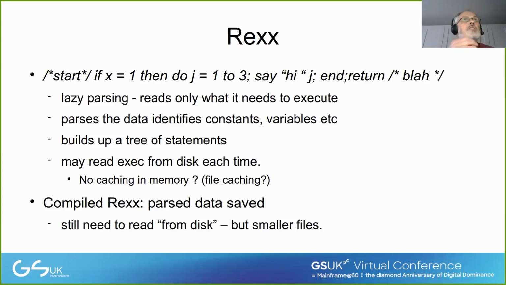So let's have a quick look at a REXX program. I have a very simple REXX program at the top, and basically this is a comment, an if statement, a do, and a return and so on. What REXX does is a lazy parse. It only reads what it needs to read, which is basically the start and the stuff it executes. It does not need to parse the last comment at the end because it never gets there. As it parses, it builds up a tree, saying this is an if statement, and there's an if clause, which happens to be x equals 1. Then there will be a then clause and an else clause. And it builds up an in-memory tree of the actual program.